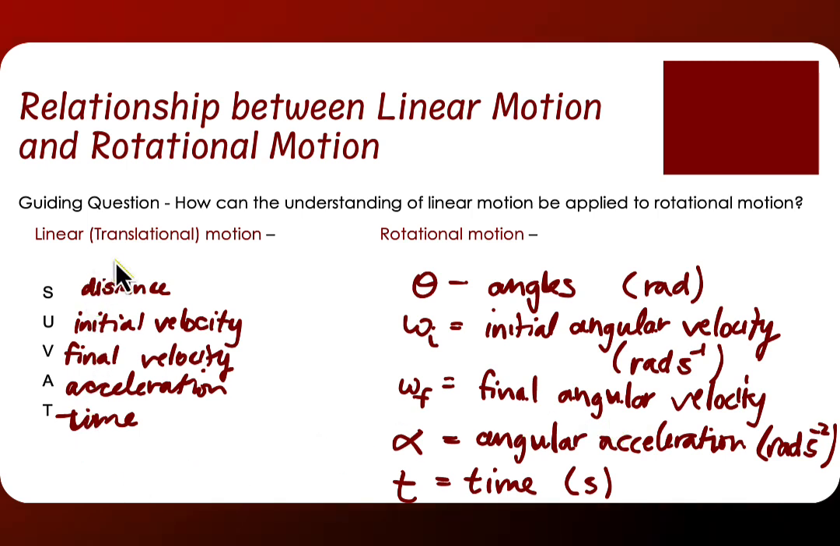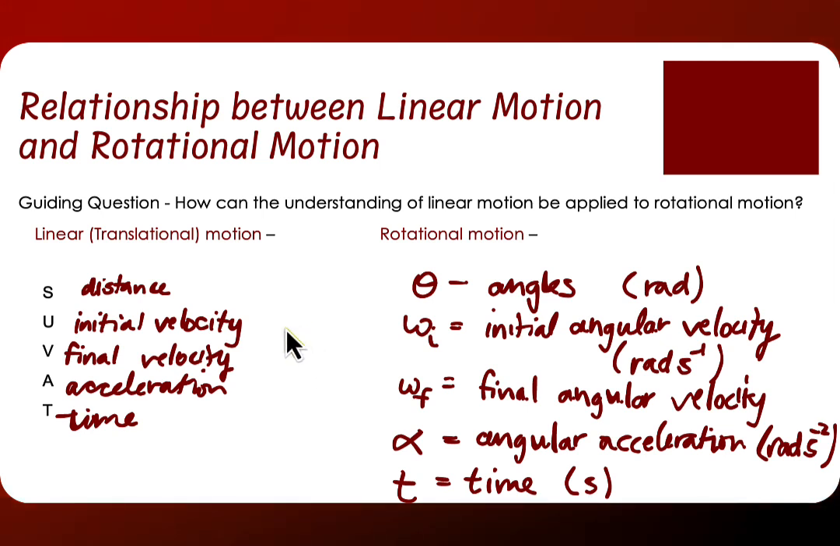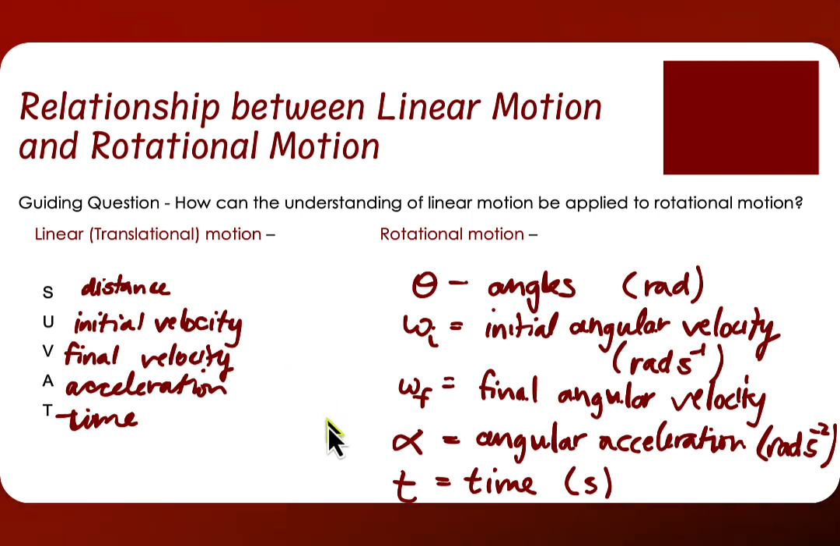So notice that they all have something equal here. If I'm traveling in a straight line, I'm interested in the distance. If I'm rotating, I'm interested in the angle it rotates through. And since we are talking about acceleration, I'll have initial and final velocity, and time, because it's a scalar, doesn't change.